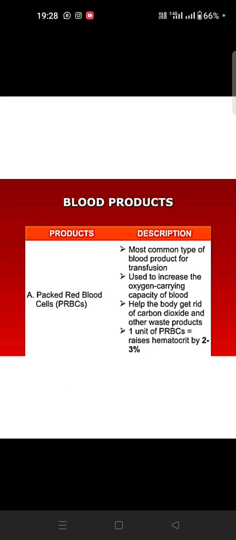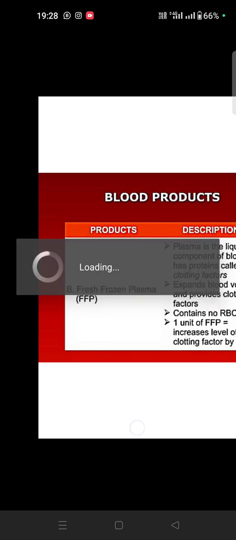So what are the products? First, packed red cells. RBCs are the most common type of blood product transfused. They increase the oxygen carrying capacity of the blood and help the body get rid of carbon dioxide and waste products. One unit of RBC increases hematocrit by 2 to 3 percent.